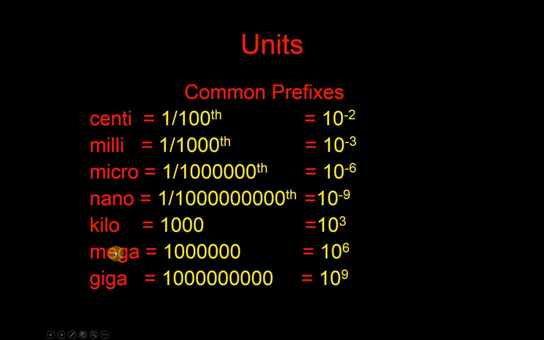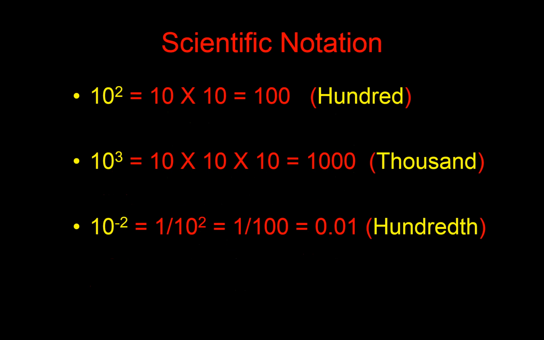On the larger end of the scale, we have units such as the kilo, so kilometers, kilograms. This is 1,000 or 10 to the 3, mega, a million, giga, a billion, 10 to the 6, 10 to the 9, respectively. So make sure you're familiar with this type of notation. 10 to the 2 is essentially 10 times 10, which is 100. 10 to the 3, 10 by 10 by 10 is 1,000. And 10 to the negative 2 is 1/100th, 0.01. So this would be something like the centimeter.